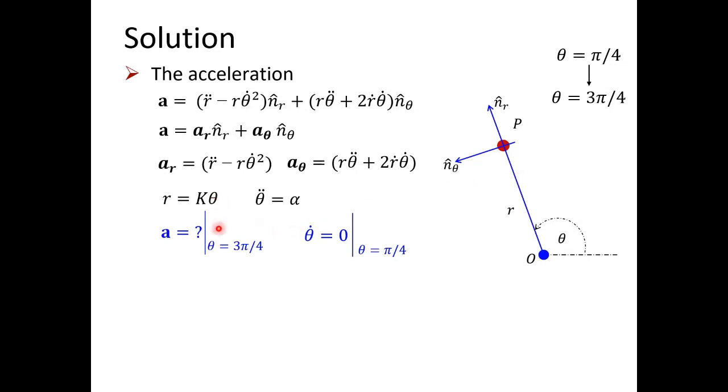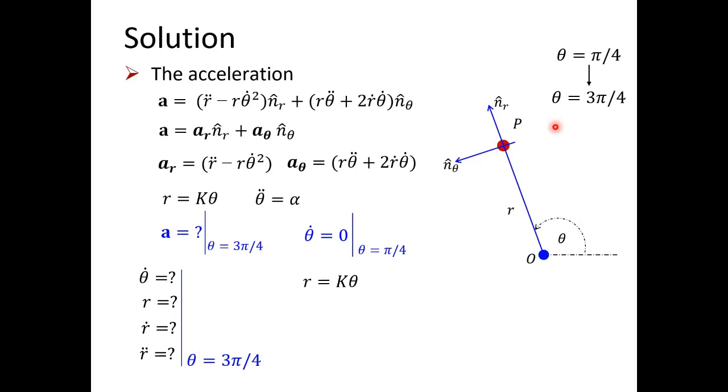Now, in order to find this acceleration, we want to find r double dot, r, theta dot, theta double dot, and r dot. All these quantities we need to find when theta equals 3 pi by 4. Once these components are found, we can substitute into A_r and A_theta and find the acceleration.